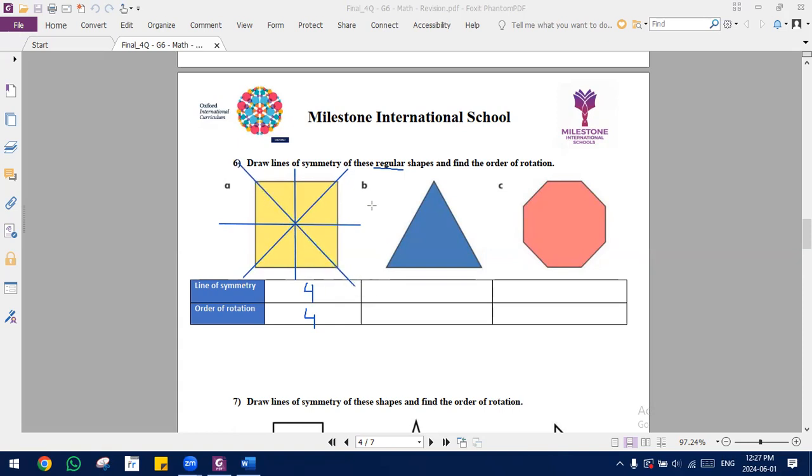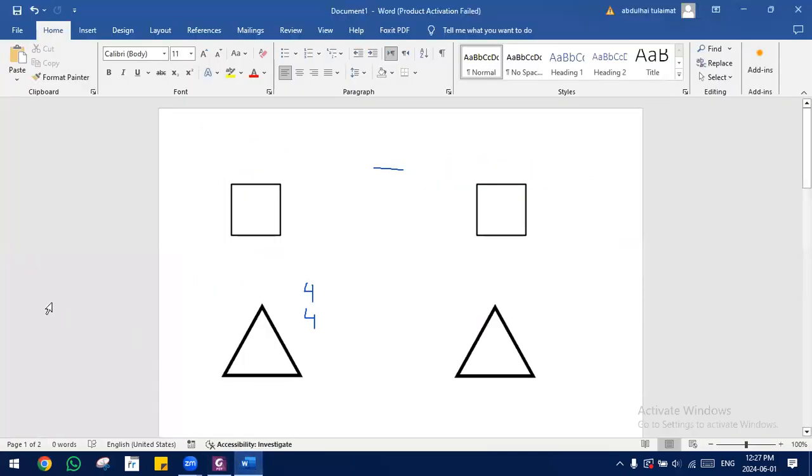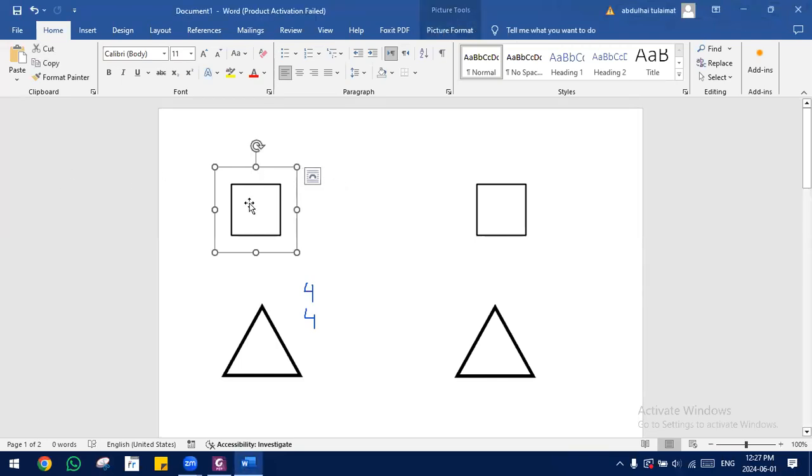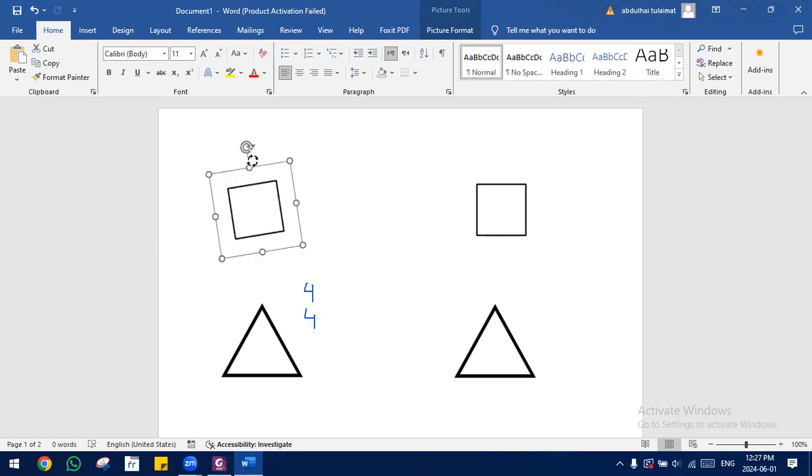So how many lines of symmetry? 4. Now how do we do the order of rotation? Let me use Word. And for you in the exam, you can rotate your exam paper. So this is the square here, and this is the one that you need to compare, okay? So this is the original one. Now if I rotate it, is it the same thing? Yes, we say 1, and the rotation is the same thing, yes, 2, 3, and when it goes back to itself, it's 4. So order of rotation is 4.